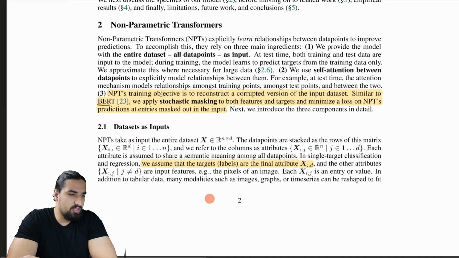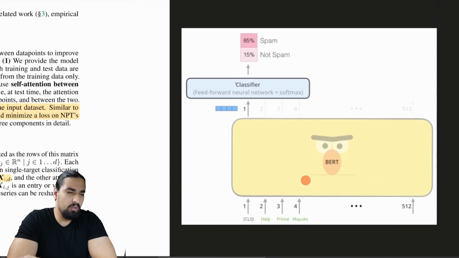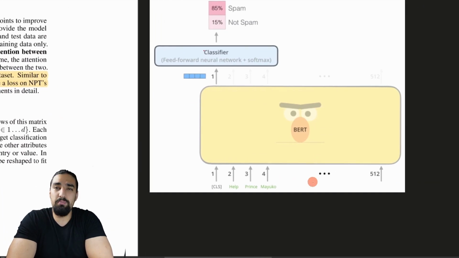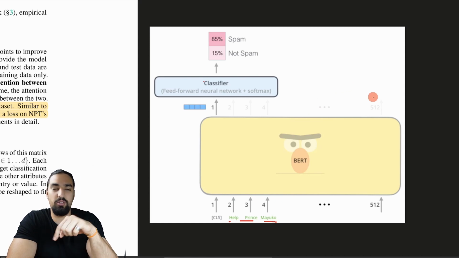And a quick side note, if you're not familiar with BERT, it's very simple. It's a famous transformer. And the way they train BERT is the following. So you have input tokens. So this is some sentence like help, prince, mayuko. And by the way, this is from Jay Alammar's blog. I'll link it down in the description.